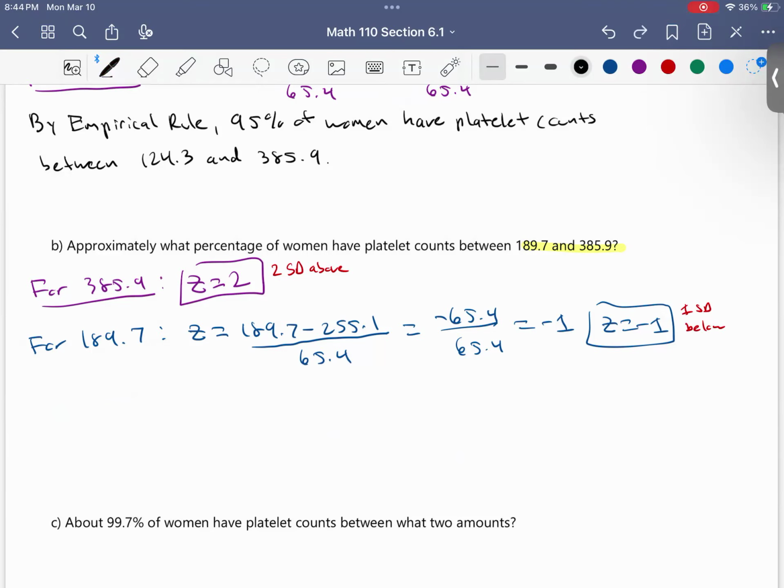So let me draw a distribution. There we go. And our mean is 255.1. I'm going to cut that in half. 385.9 is 2 standard deviations above and 189.7 is 1 standard deviation below.